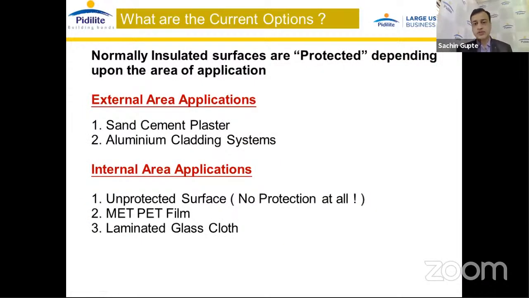The basic question is, the insulation industry has been in place as long as the HVAC industry. Aren't they protecting it? Or are we coming up with something radically different? No, yes, they do protect.